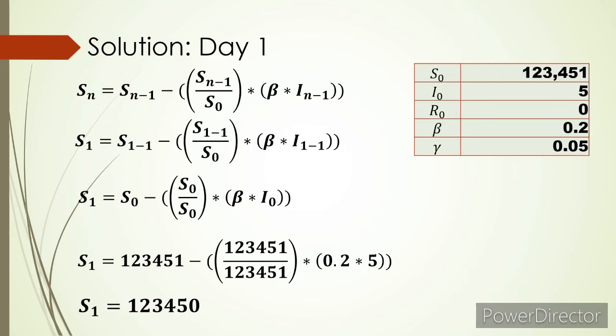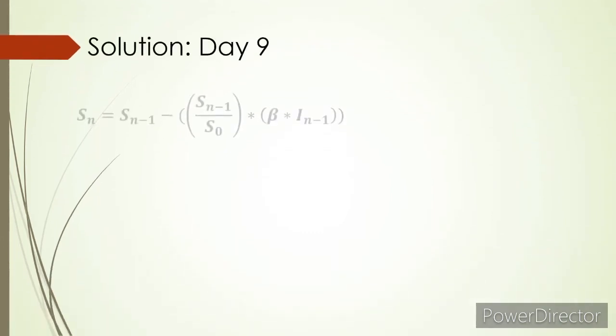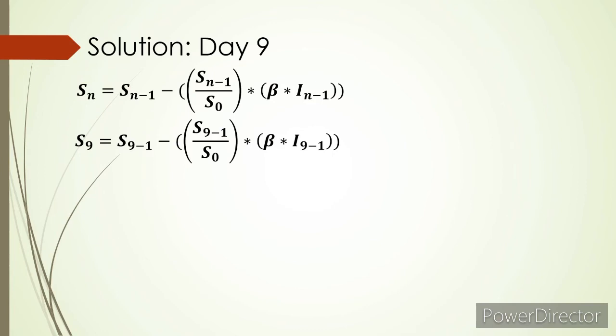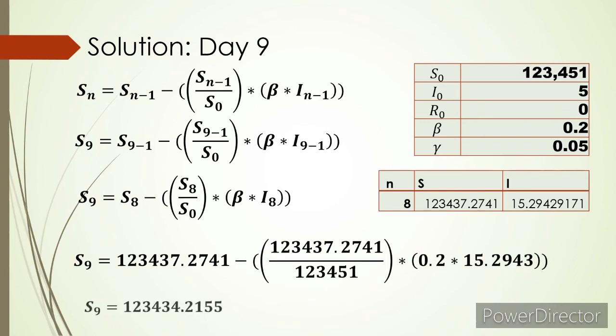So what about another day? Another example is day 9. Here's the solution. First, write the formula again. Then substitute 9 for the n, which is the number of the day. Solve. But this time we'll be substituting the day 8 values of susceptibles and infectives. Substitute and solve, and then you'll get the answer for day 9. To get the infectives and removed, you'll be using the same steps.